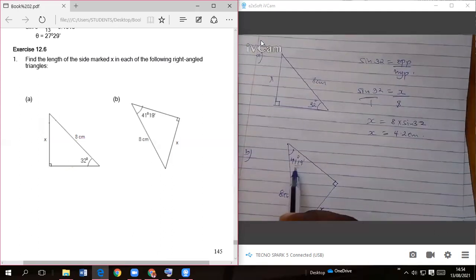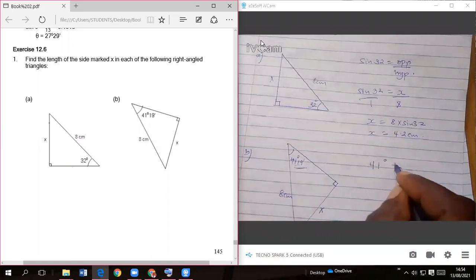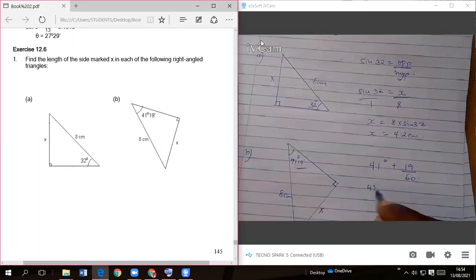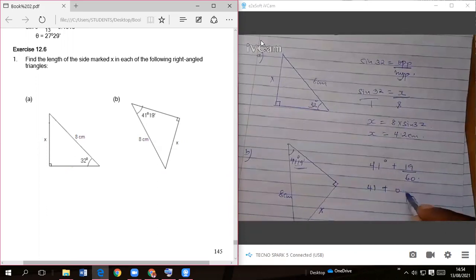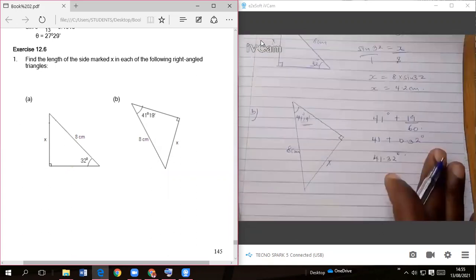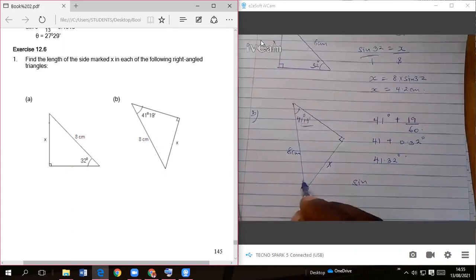So we have to change this into degrees. How do we change this? We have 41 degrees, so plus 19 divided by 60. So we have 41 plus 19 divided by 60. We have 0.32 degrees. So 41 plus that, we get 41.32 degrees. So we come and say sine of which angle?